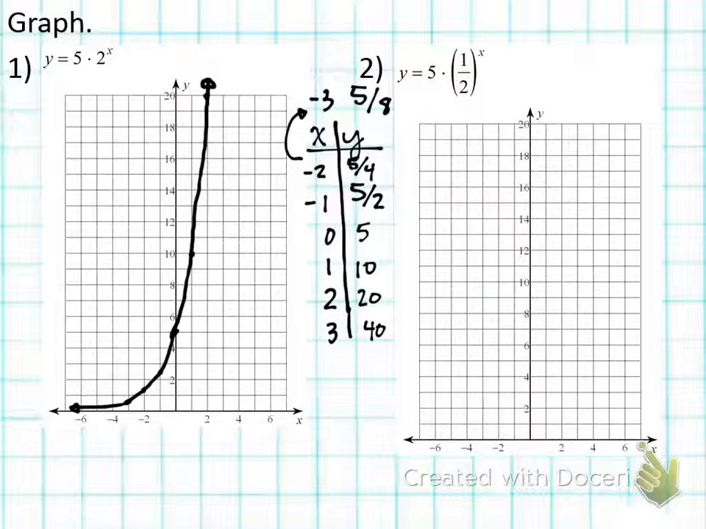And the way you do that is you read the graph left to right. Okay, from left to right, what do you see? Is it growing or is it decaying? What do you think? It's growing. So this is called exponential growth. Okay, so that's number 1.